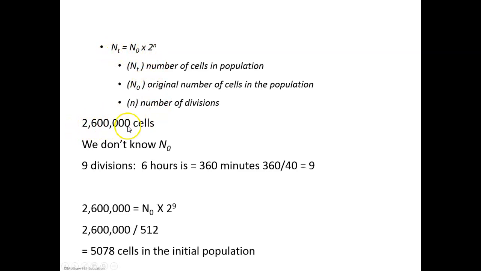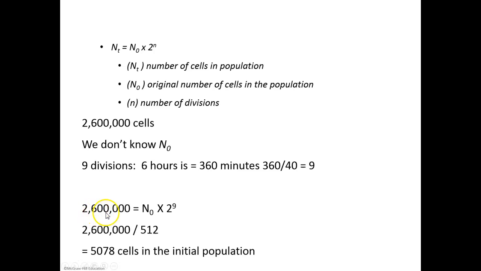So we ended with 2.6 million cells. We don't know N sub 0. We know the end result. That's what we know. And we know that there were 9 divisions. 6 hours equals 360 minutes. So if we take 40, which is the generation time, 360 divided by 40 equals 9.